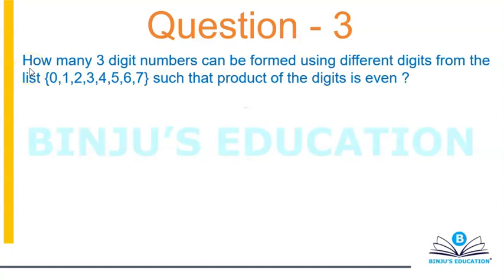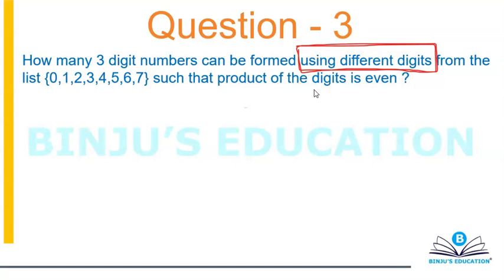How many 3-digit numbers can be formed using different digits from the list 0, 1, 2, 3, 4, 5, 6, 7 such that the product of the digits is even? Now I like this question very much, because students sometimes overread or underread it. The question says you need to use different digits. The question is not that you need to form different numbers.